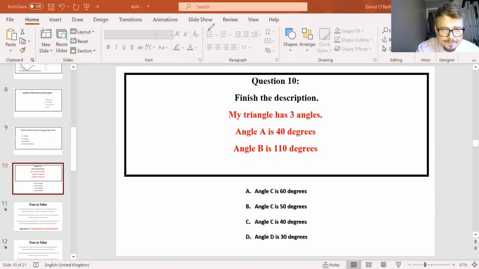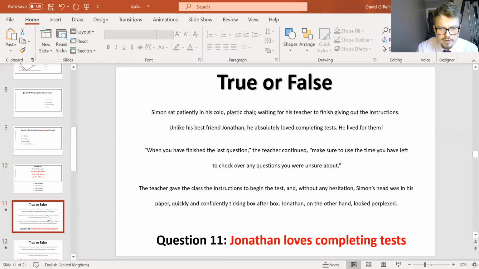So the answer must be D. Okay, a little bit of comprehension, true or false. So we've got a text here. I won't read through the text right now, but I'll refer to the parts that we need to refer to. Question 11, Jonathan loves completing tests.